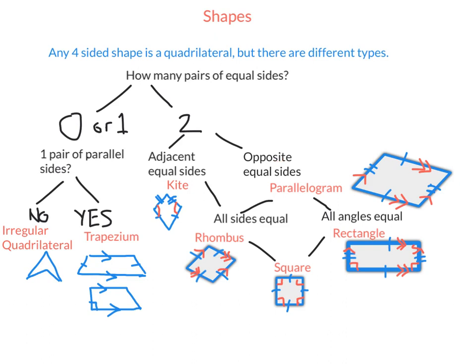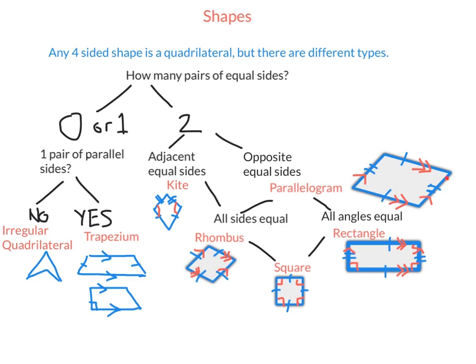But if the shape has 2 pairs of opposite equal sides, it's a parallelogram. Opposite meaning facing each other. See, in this shape, the 2 equal sides are facing each other, whereas here the 2 equal sides were touching each other. Rhombuses, squares, and rectangles are special types of parallelograms. A rectangle is a parallelogram that has all angles equal, so they'll all equal 90 degrees because angles in any quadrilateral add to 360. A rhombus is a special type of parallelogram where all sides are equal.